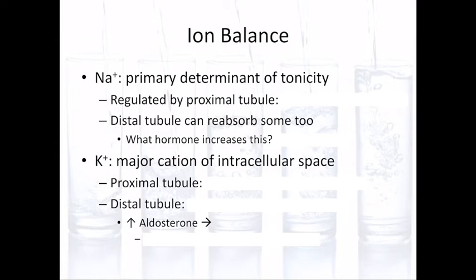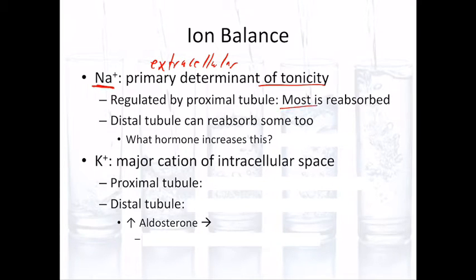As far as ion balance goes, both sodium and potassium are very important. As we've talked about before, sodium is a primary determinant of tonicity because it's the primary ion of the extracellular space. It's regulated by the proximal tubule, because most of it is reabsorbed there. The proximal tubule brings almost all of it back. Of the fluid that gets into the kidneys, most of that comes back right at the proximal tubule, and the sodium comes back with it.